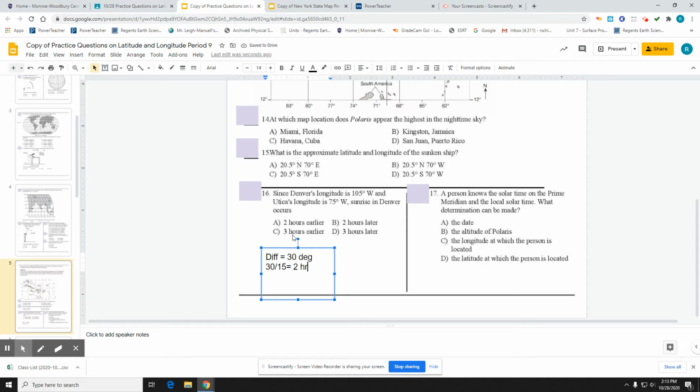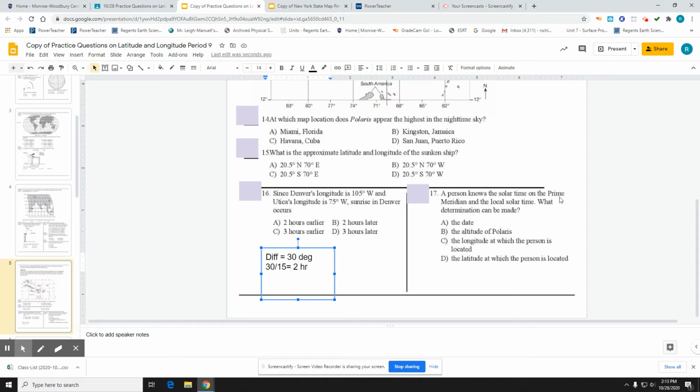I know automatically it's not C or D. Now I've got to think about this. Utica, they experience sunrise, let's say, at 7 o'clock in the morning. When it's 7 o'clock in Utica, being that Denver's in the west, it's going to be 5 o'clock in Denver. And if sunrise is at 7, Denver will have to wait 2 hours later. So our answer would be B.